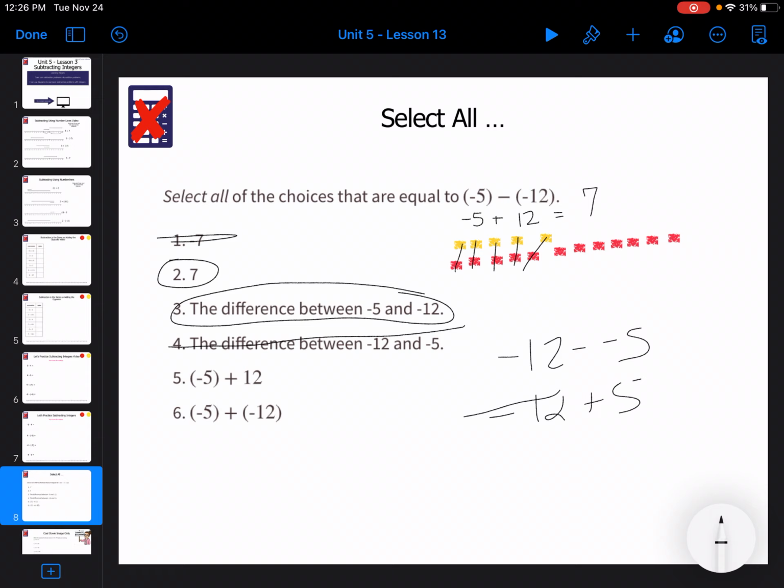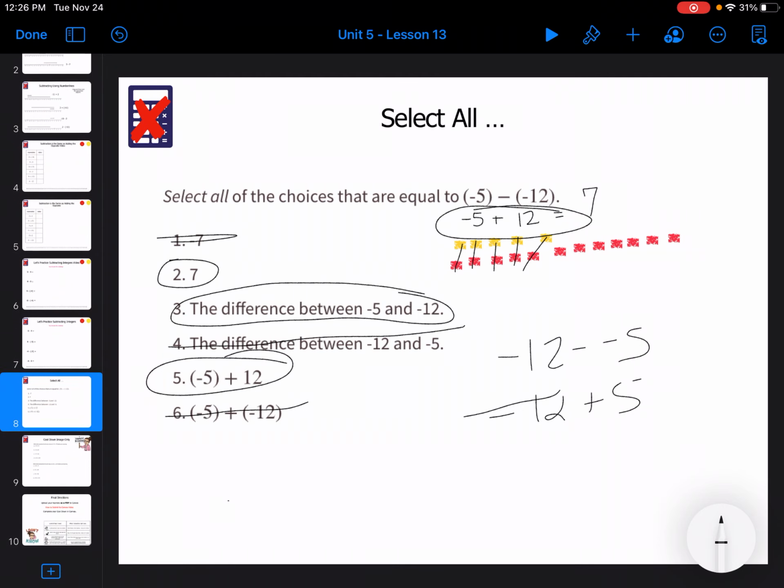So then I'm looking at my two addition equations, negative 5 plus 12 or negative 5 plus negative 12. I already did it right here. So I should have gotten 2, 3, and 5.